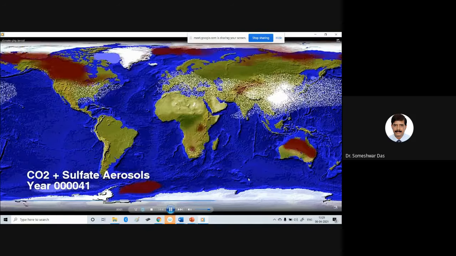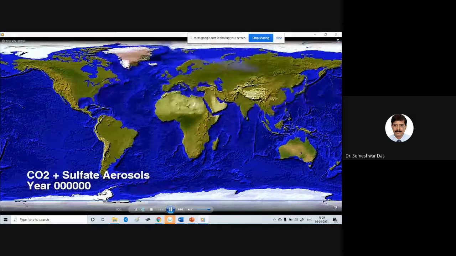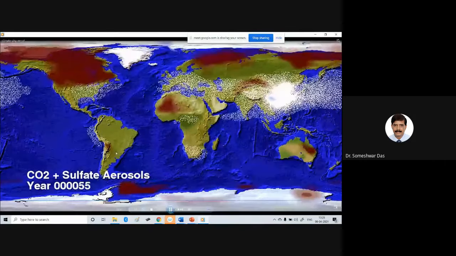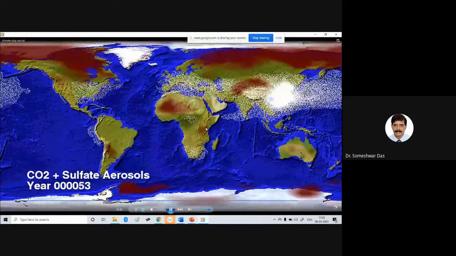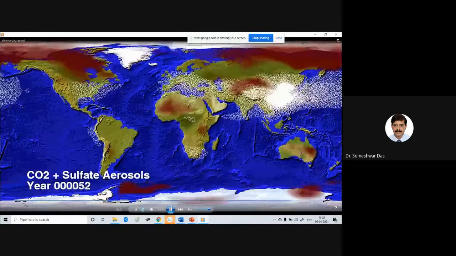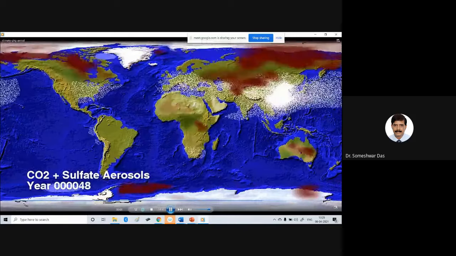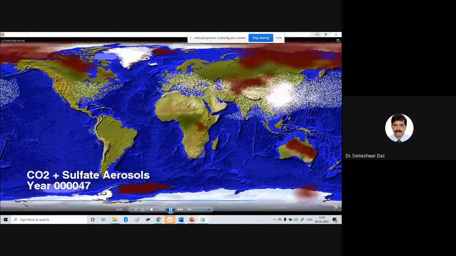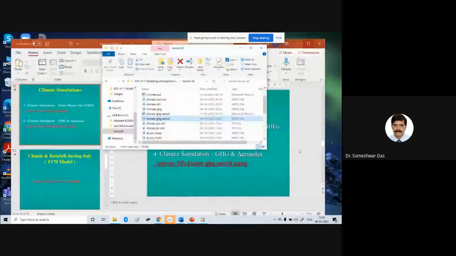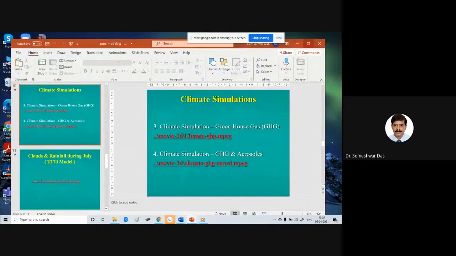So if you introduce both carbon dioxide plus sulfate aerosols, then how does it look? This is yet another example, and as you can see, with change of time here, there is a change in the pattern. Then the next example is one we have already seen.